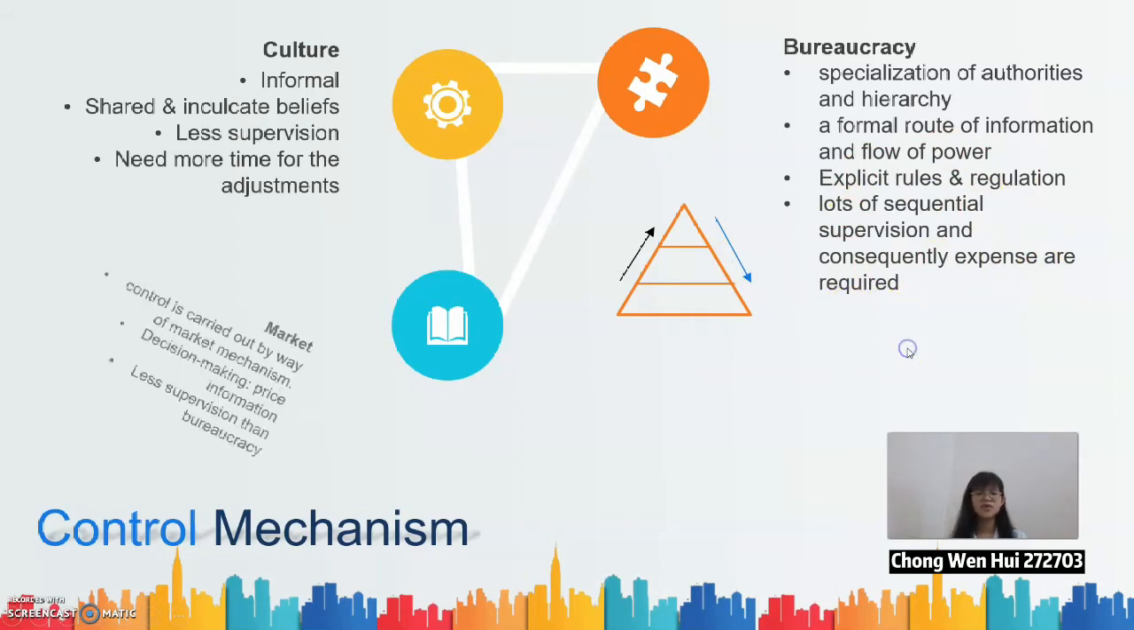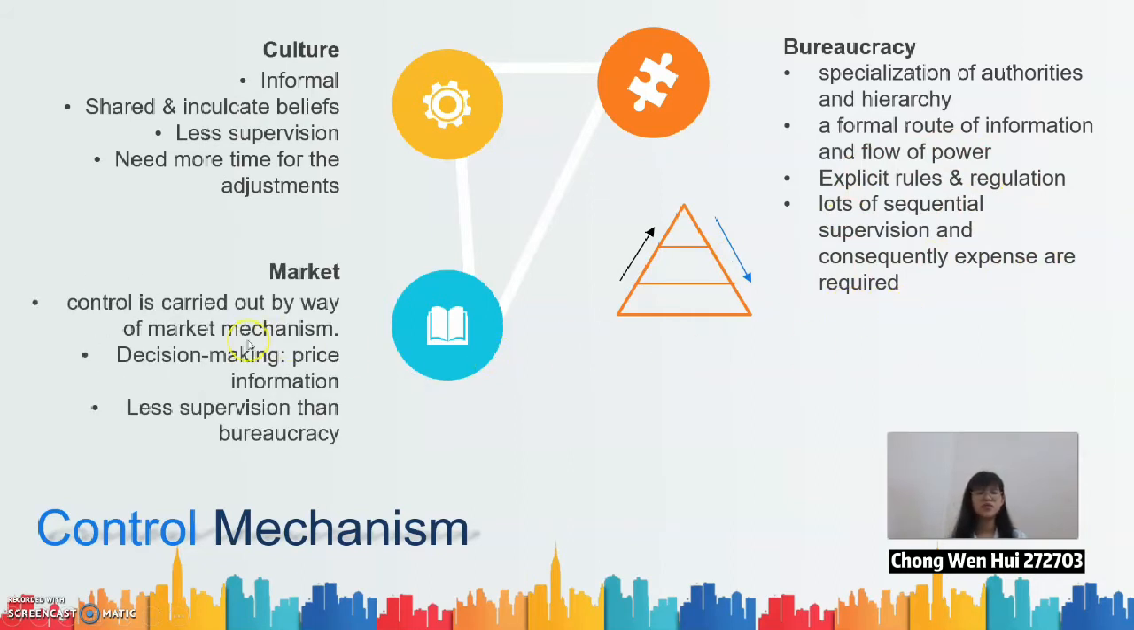And the last control mechanism is the market. The control is carried out by way of market mechanisms. Price information is important for efficient decision making, as price conveys all the necessary information, and this control requires fewer supervisors compared to bureaucracy.